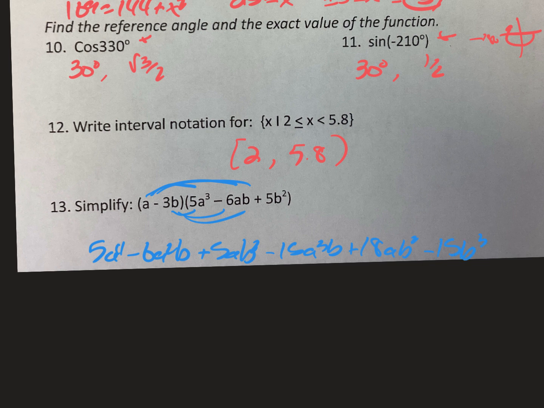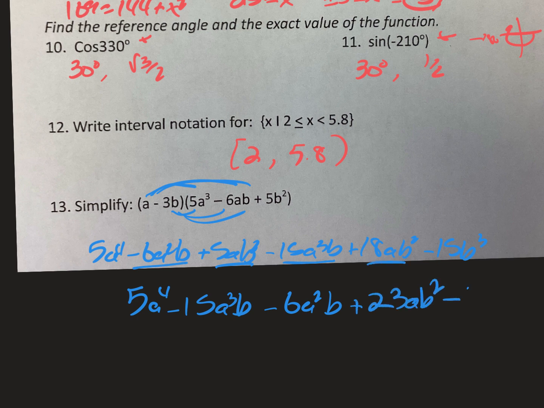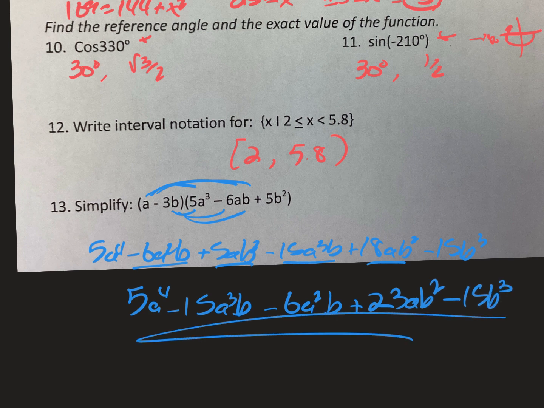Let's see what all that gives me here. It gives me 5a to the 4th. Are there any a cubes? There's an a cube right there, so I'm going to put that next. That's negative 15a cubed b. Are there any a squareds? There's an a squared right there. Negative 6a squared b. Got 2 of these. I'm going to combine them, 23ab squared, and then minus 15b cubed. Quite a bit of stuff there.